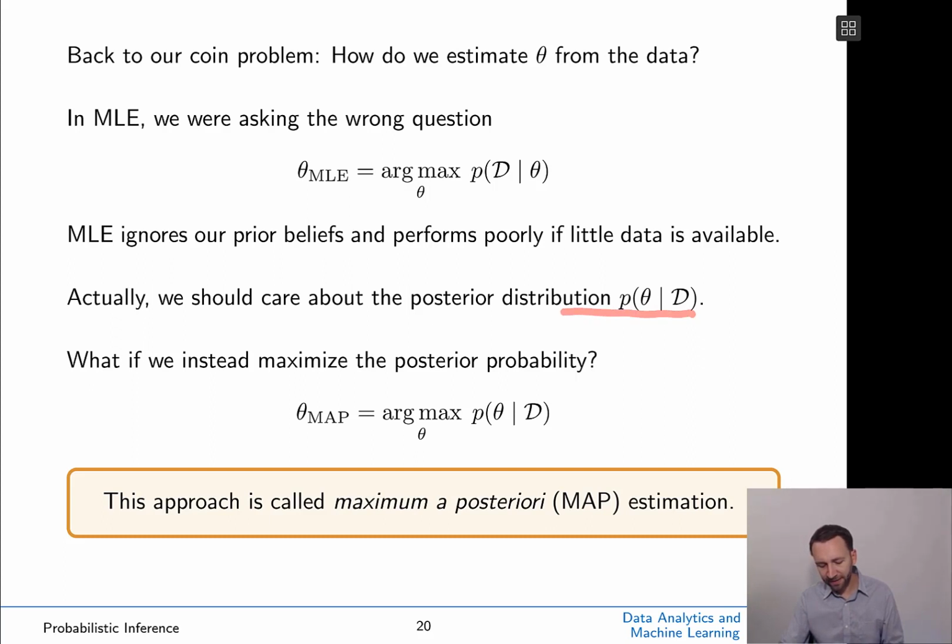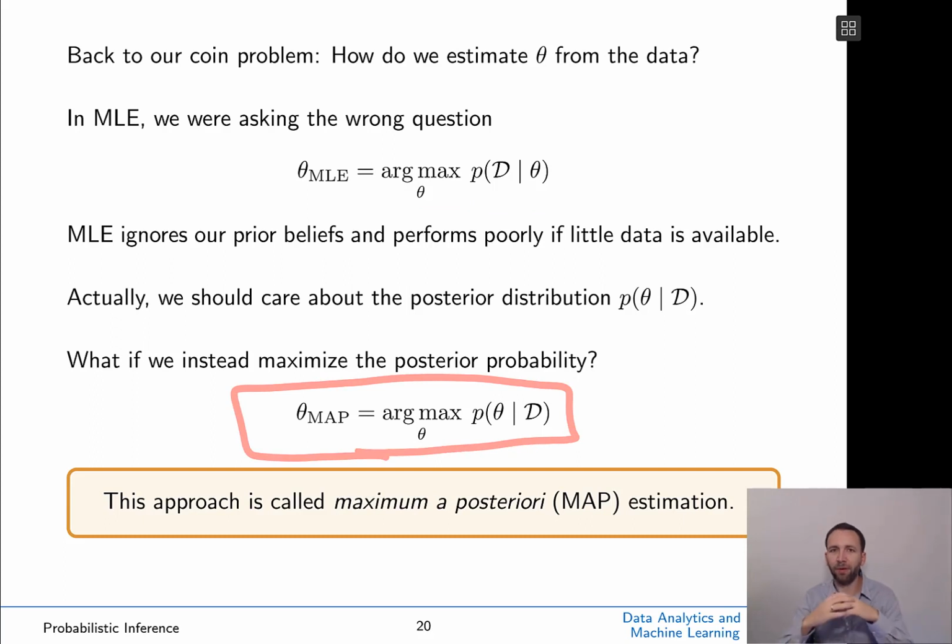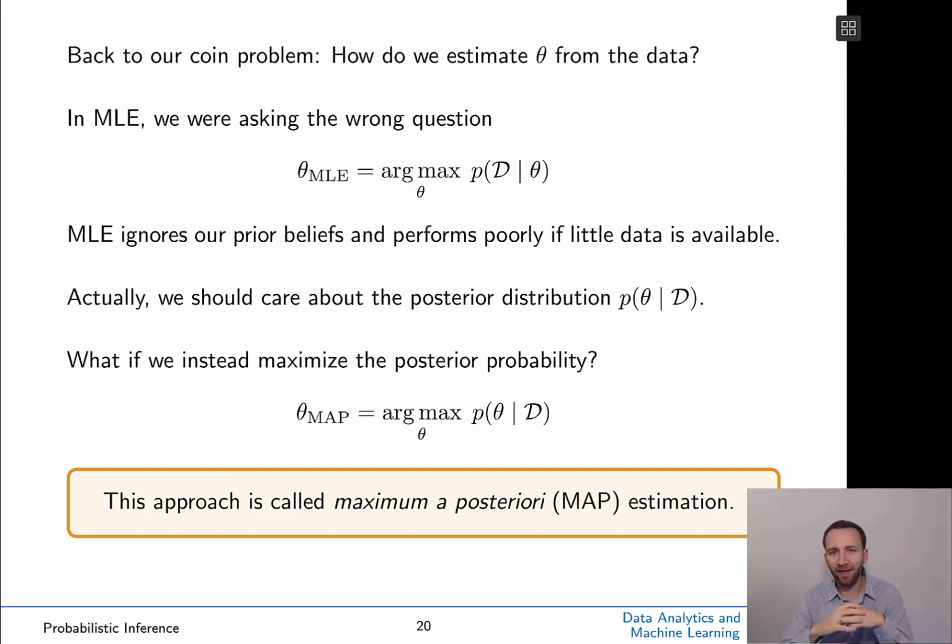So technically, and actually intuitively, we should care about the posterior distribution, the probability of this parameter given the observed data. So we shouldn't solve this optimization problem, we should solve this optimization problem. And this is what I've already shown you on the previous slides. So we should look at the maximum of the posterior distribution, the so-called maximum a posteriori estimate. Or let me be specific here again, the maximizer of the posterior distribution, so the argument which maximizes the posterior distribution.